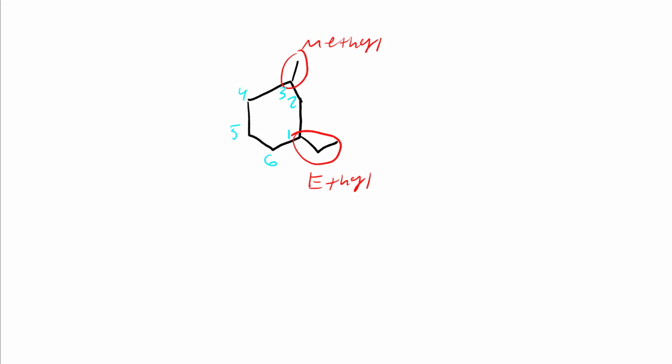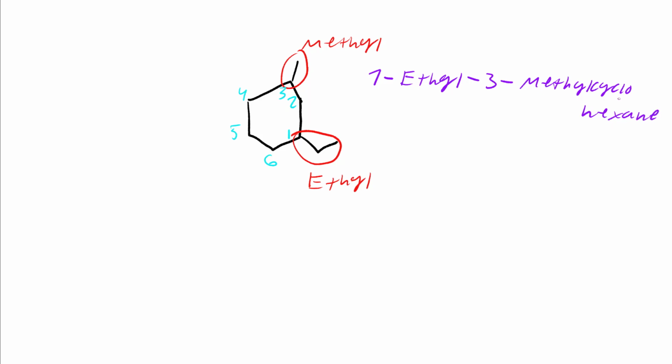Therefore, we can say that this molecule is going to be called a what? It's going to be a 1. Location, child, ethyl. Location, 3, child, methyl. Location, we have no other locations, so we're just going to say parent. So cyclohexane. Ran out of room.